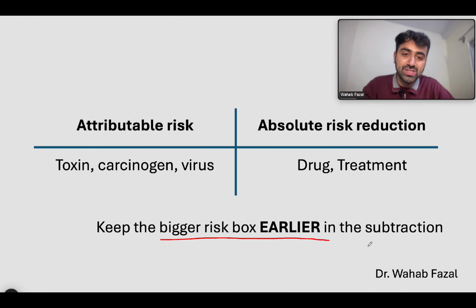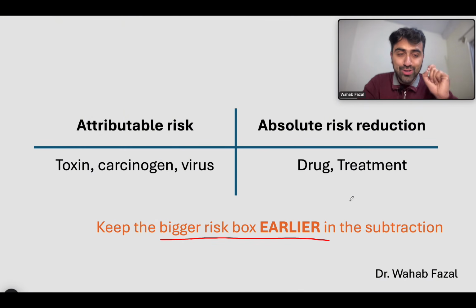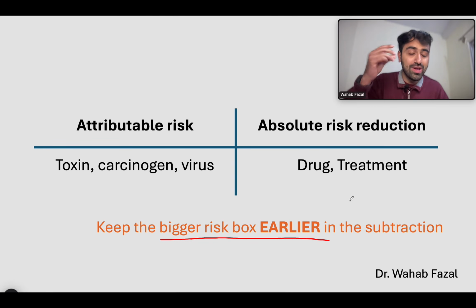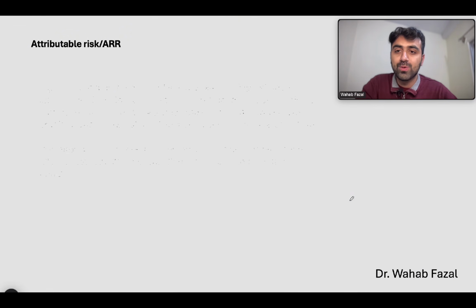Whenever you get a question to calculate either attributable risk or absolute risk reduction, just try to find out which group has a bigger risk of developing the outcome. When you're writing the equation, you know what to subtract from what: just write it earlier in the equation. Let's take an example to understand this better. You're going to solve these questions like butter. This will be the easiest question in the whole biostats questionnaire.